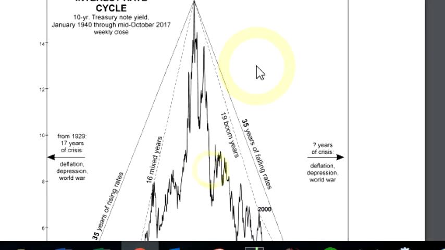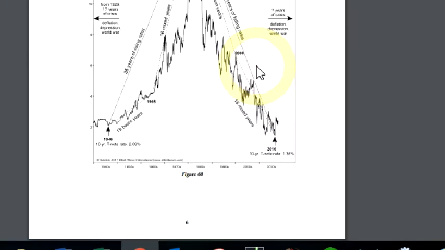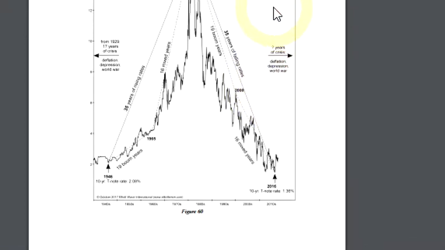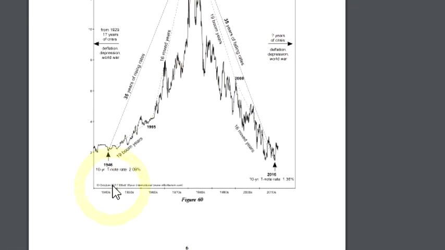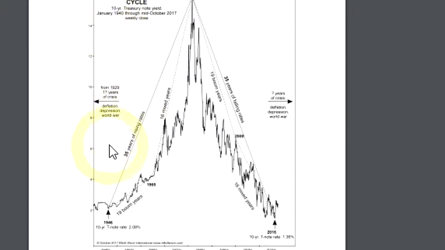Now this is interesting because let me zoom in a little bit. Well, I can't. Okay, well that's about as good as I'm gonna be able to do, I guess. So these are the interest rates over the last 70 years. So this is starting in 1946.